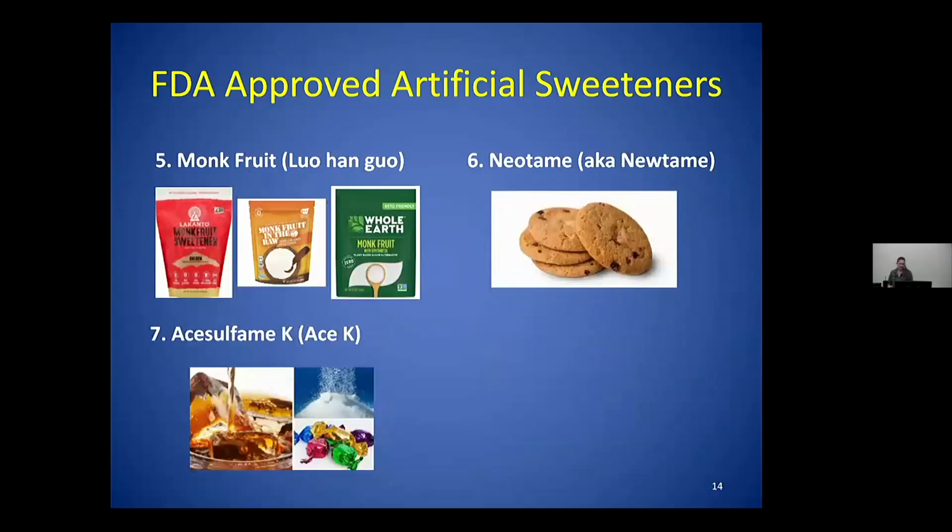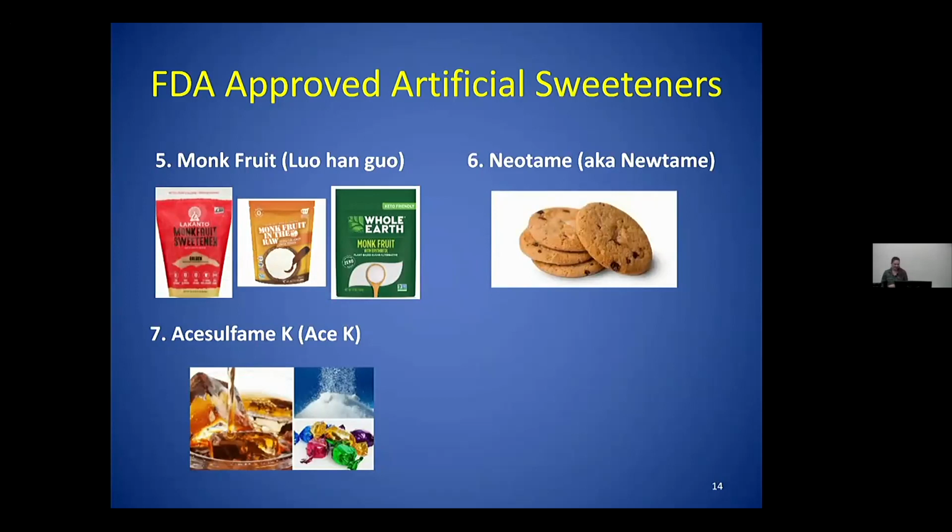Next, we have the last 3 FDA-approved artificial sweeteners. These ones you may not have heard of. These are a lot lesser known and less used also. So we have monk fruit. It is 150 to 300 times sweeter than sugar. It appears on your labels usually as monk fruit extract. These are just some that I found on the internet, some different ones that if you didn't see it on a label, this is what it would look like.